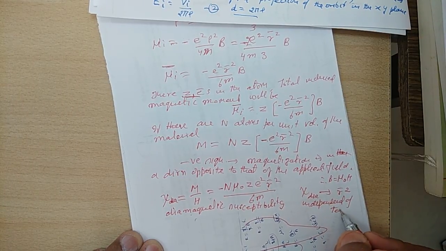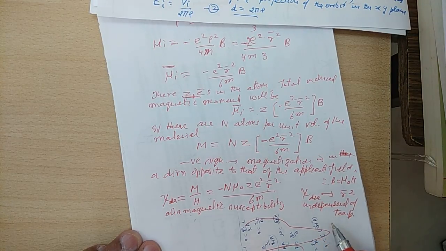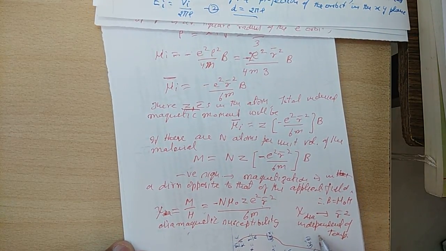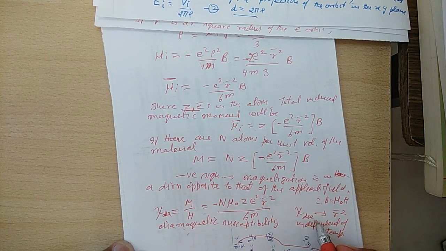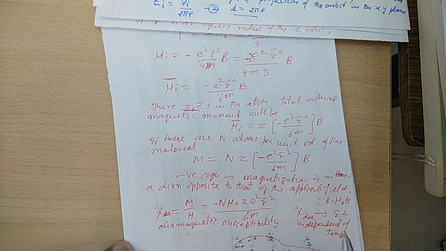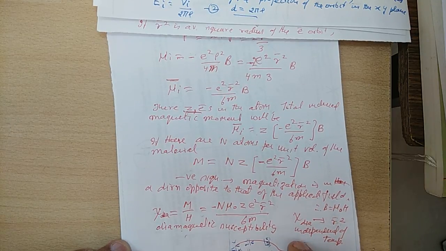So this is regarding the Langevin theory of diamagnetism. Here the susceptibility is independent of temperature, and it depends on the mean square radius of the atom, which is the average r². So this is all about Langevin's theory of diamagnetism, and this is a classical theory. Okay, thank you.